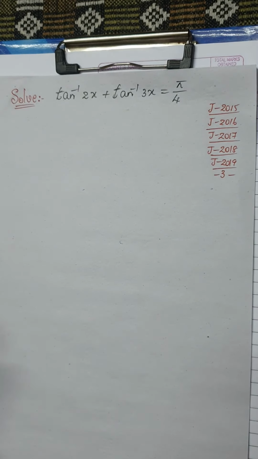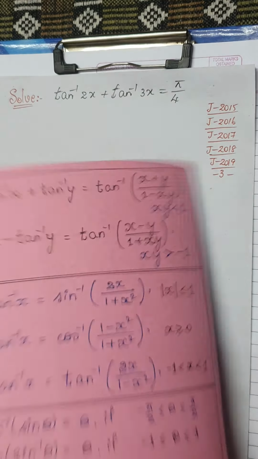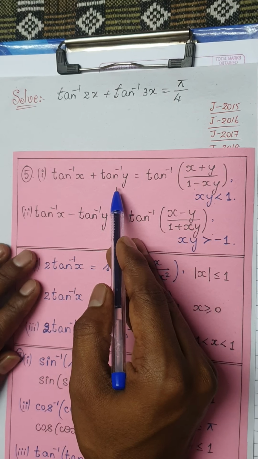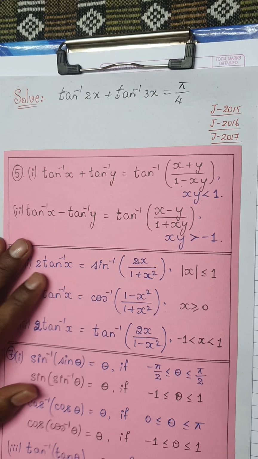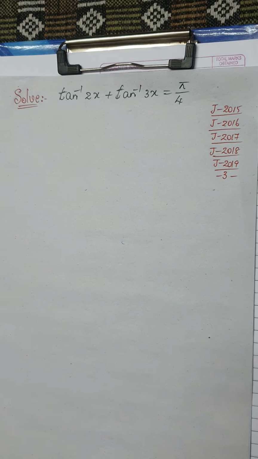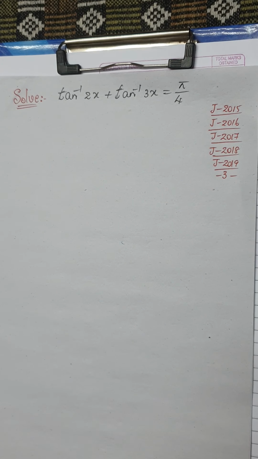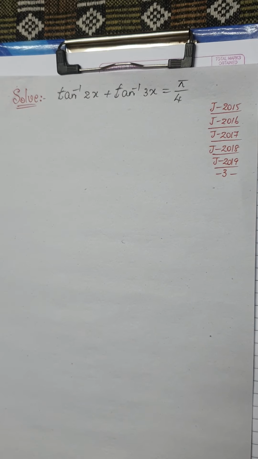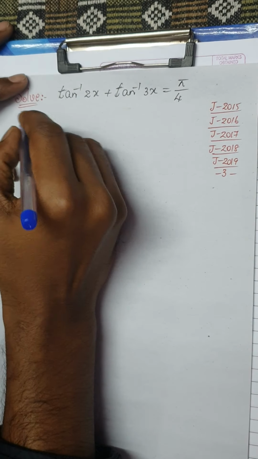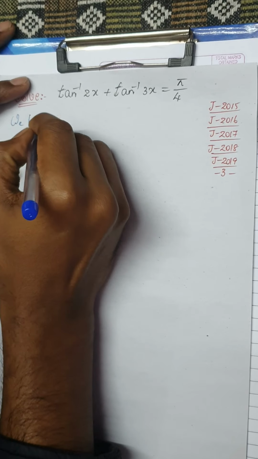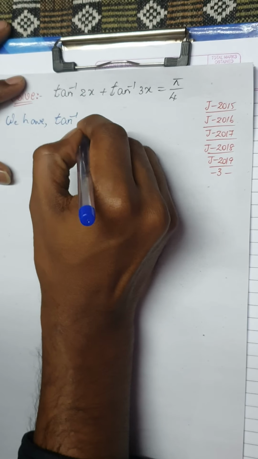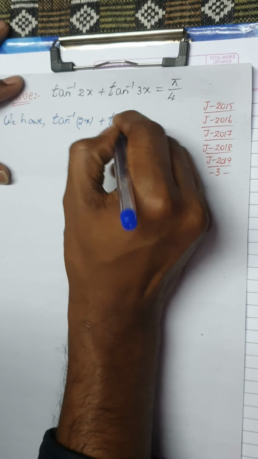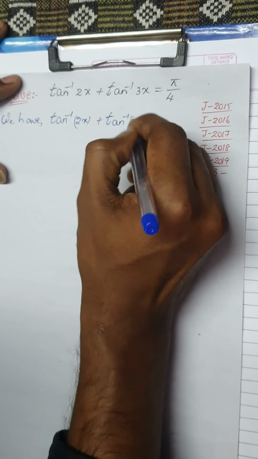Now again the LHS looks like tan inverse of x plus tan inverse of y. So we know that it is nothing but tan inverse of x plus y divided by 1 minus xy. So keep writing both LHS and RHS simultaneously. Now write the given function once. We have whatever is given, that is tan inverse of 2x plus tan inverse of 3x is nothing but pi by 4. He has given this.